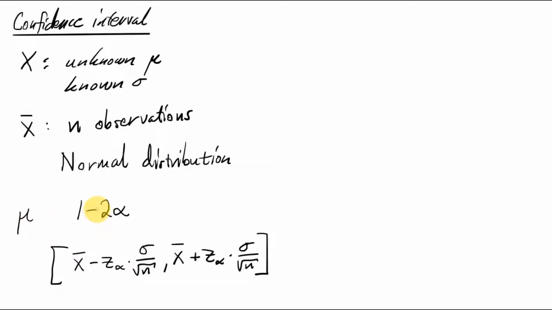That means that we are sure with the probability of 1 minus 2 alpha that the unknown expectation value will be in this interval. And here, this is the mean of the sample. Here is set alpha. Here is the standard deviation that we have assumed is known. And n is the number of observations.